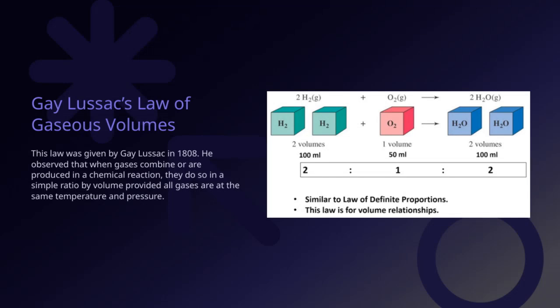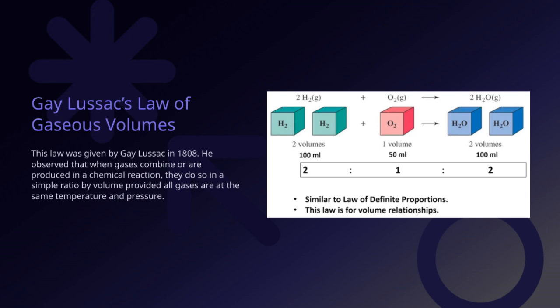This law was given by Gay-Lussac in 1808. He observed that when gases combine or are produced in a chemical reaction, they do so in a simple ratio by volume. This is true as long as all the gases are at the same temperature and pressure.